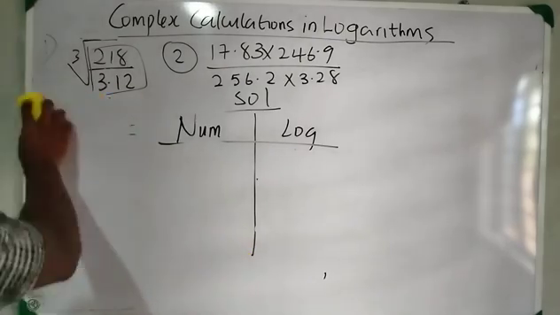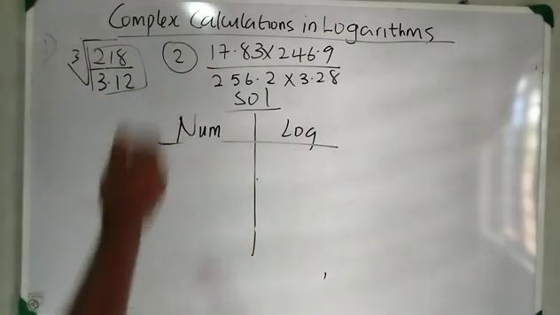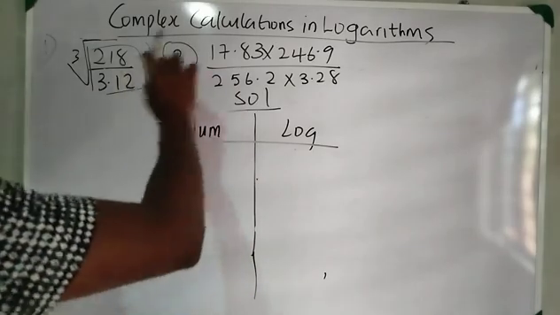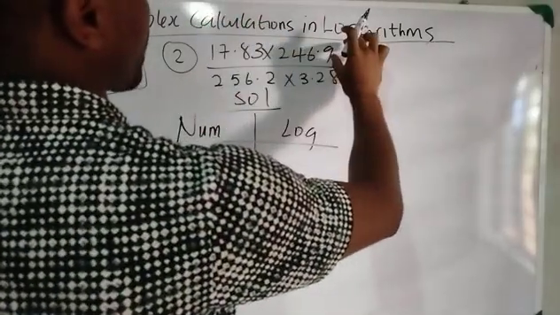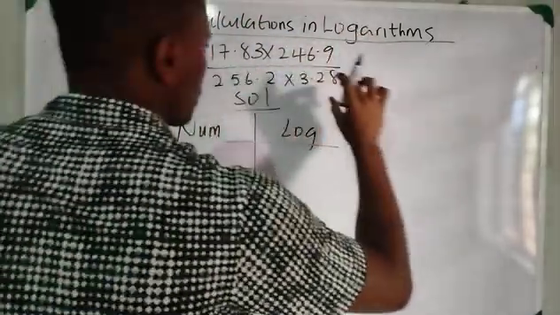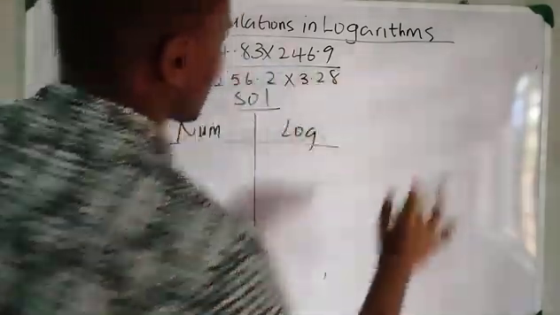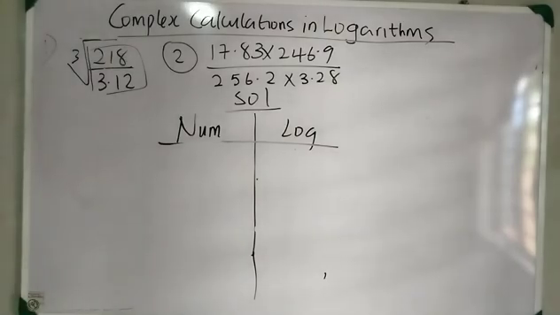So let's look at the second example. This one is a bit long, but we'll also be able to solve it. Now we have two numbers multiplying at the top, two numbers multiplying at the bottom, and then the answers are dividing each other. How do we go about it?